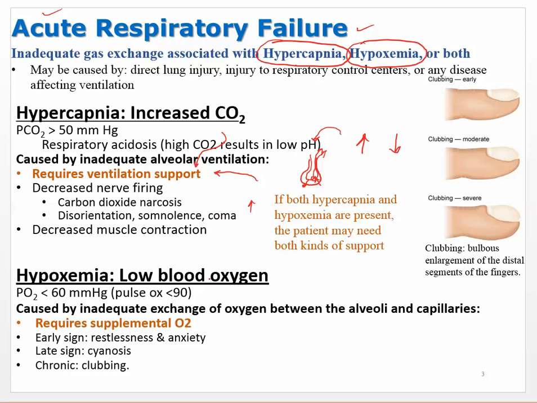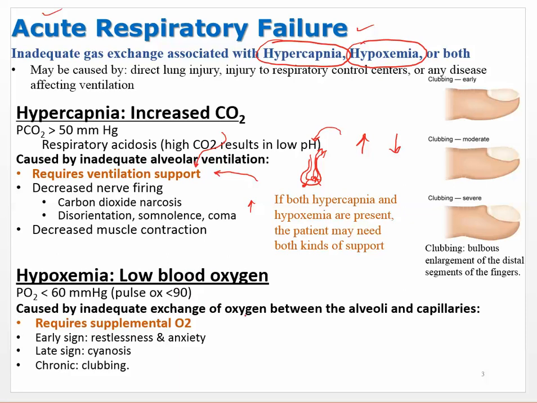Okay, hypoxemia, again, is low blood oxygen. When you see emia, you should be thinking blood, and of course hypoxemia is low blood oxygen, so your partial pressure of oxygen is less than 60, or your pulse ox is going to be less than 90.